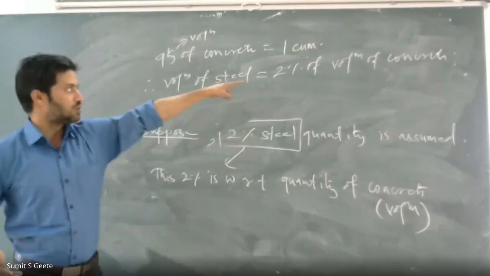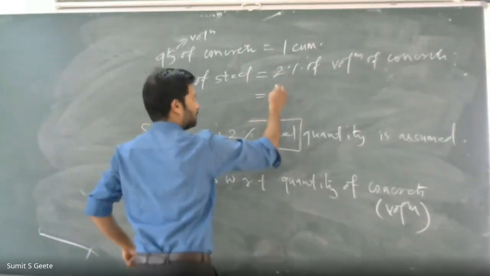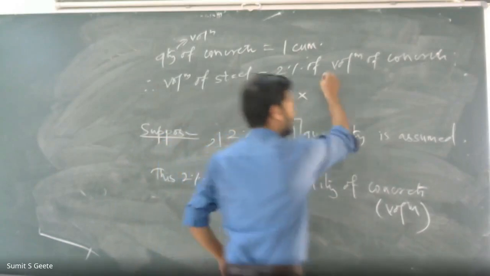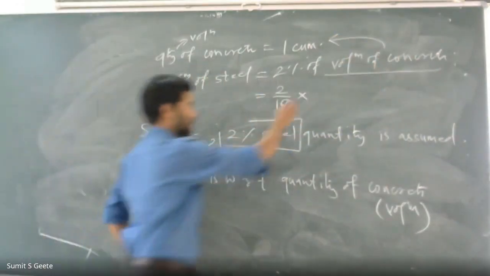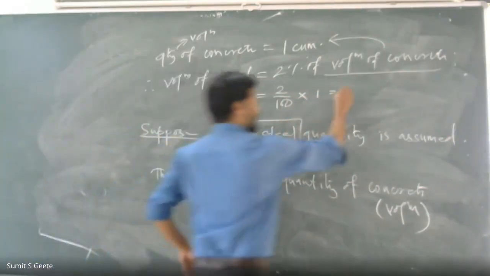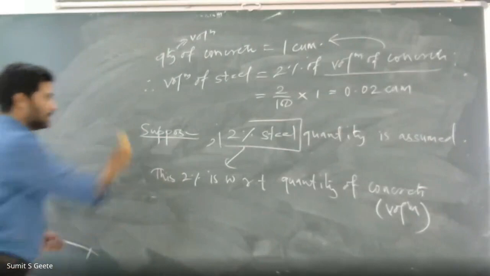So 2% of volume of concrete. Therefore, this becomes 2 by 100. And how much volume of concrete are you going to assume? You are going to assume 1 cubic meter. So therefore, it is equal to 1. So this becomes 0.02 cubic meter.